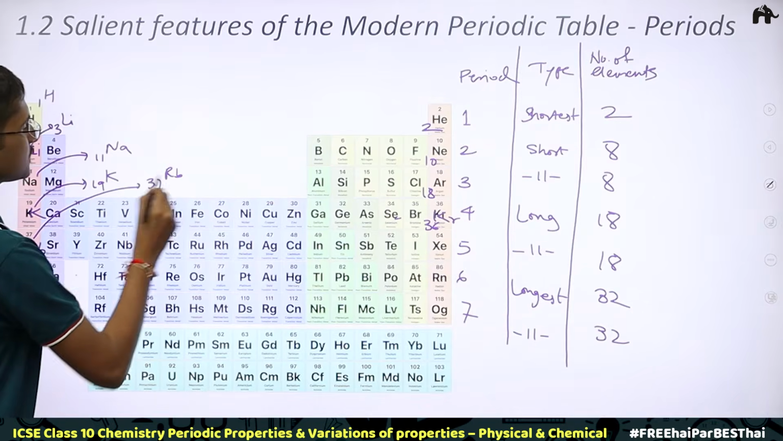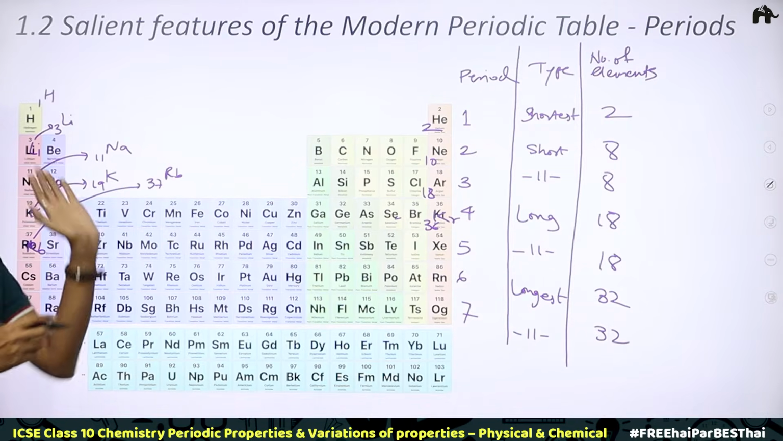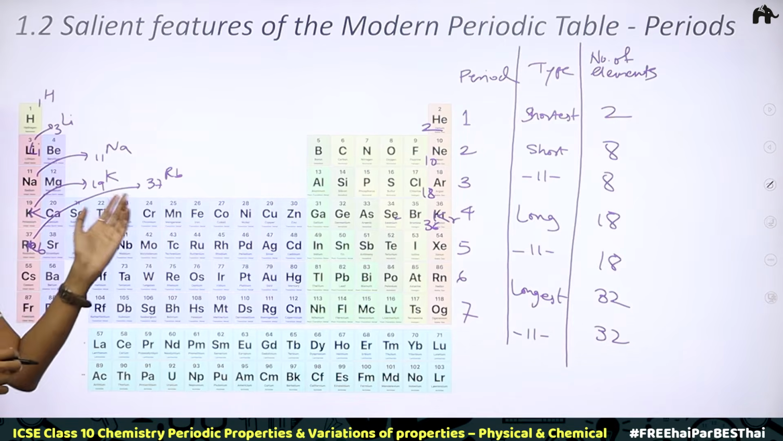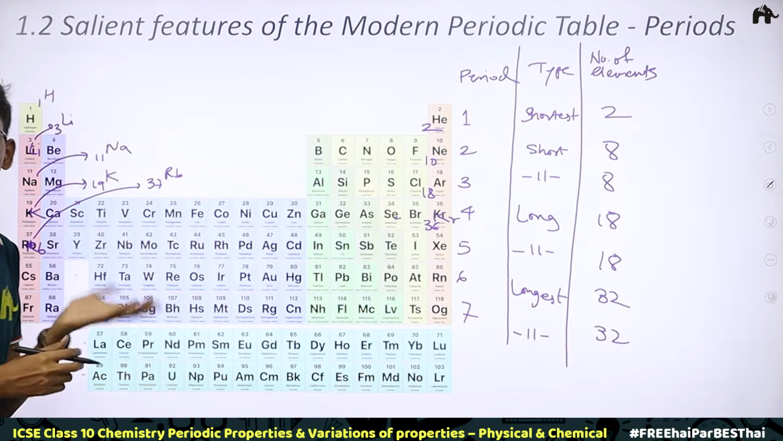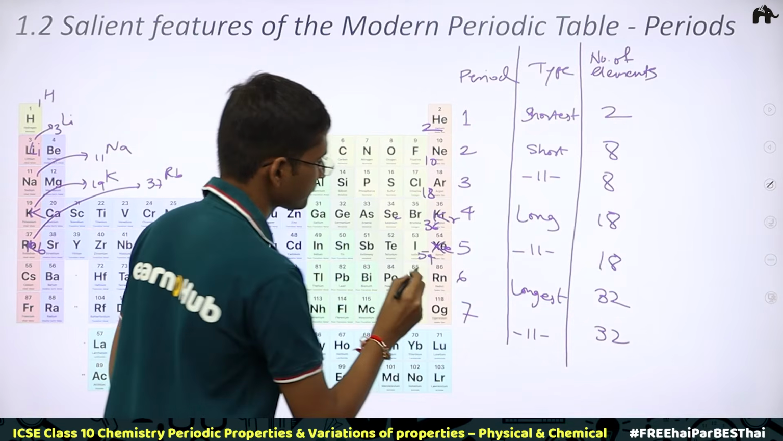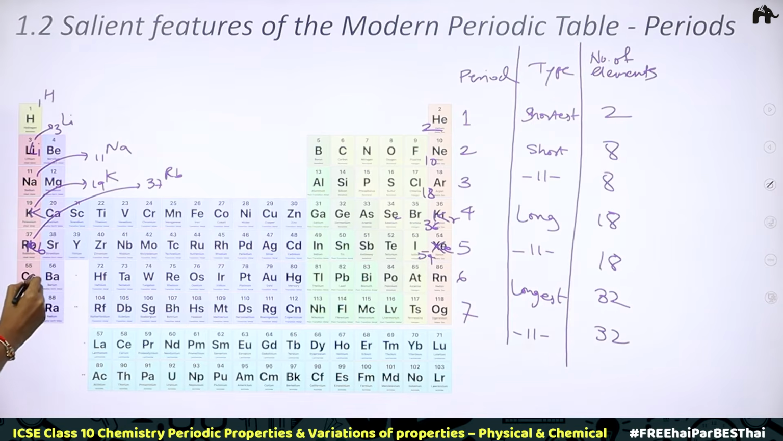Rubidium 37, and then again you would add 17, just like period number 4. So 37 plus 17 is 54. Okay, so you would get xenon, 54. Then 55 would be cesium.